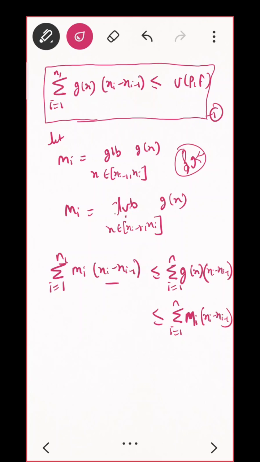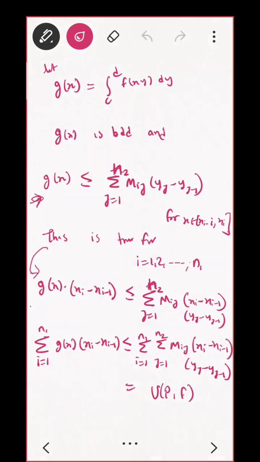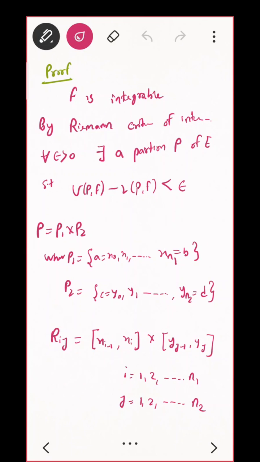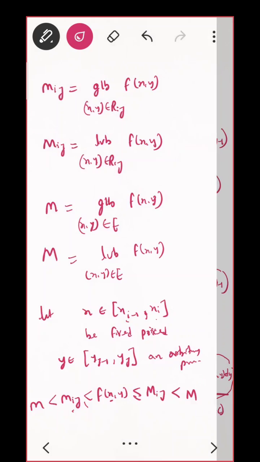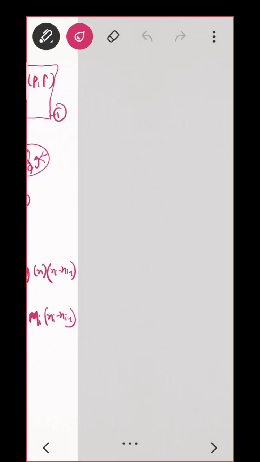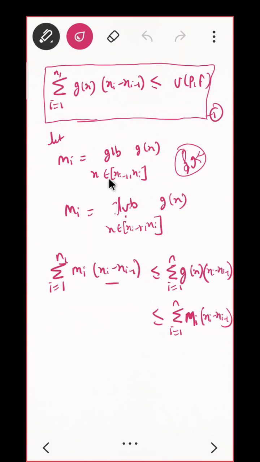What is the partition on x? Look at the start: what is the partition for x? I think I called it P1. You see that? This is your P1, and this is your P2. So I want to use it over P1, and g is a function of only x. Is it clear?